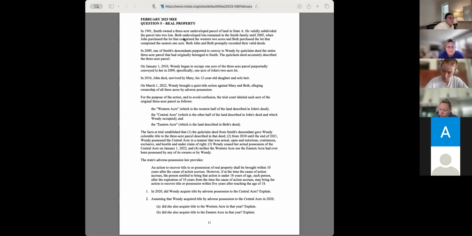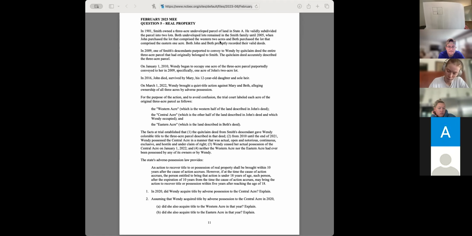Then I'm going back up here. 3 acre undeveloped lot. Both undeveloped lots remained in the Smith family until 2005. Okay. Purchased the lot that comprised of the western 2 acres. So I am essentially, though this is not going to be fully accurate in regard to the size because each lot is an acre, I do find it helpful to just draw a diagram.